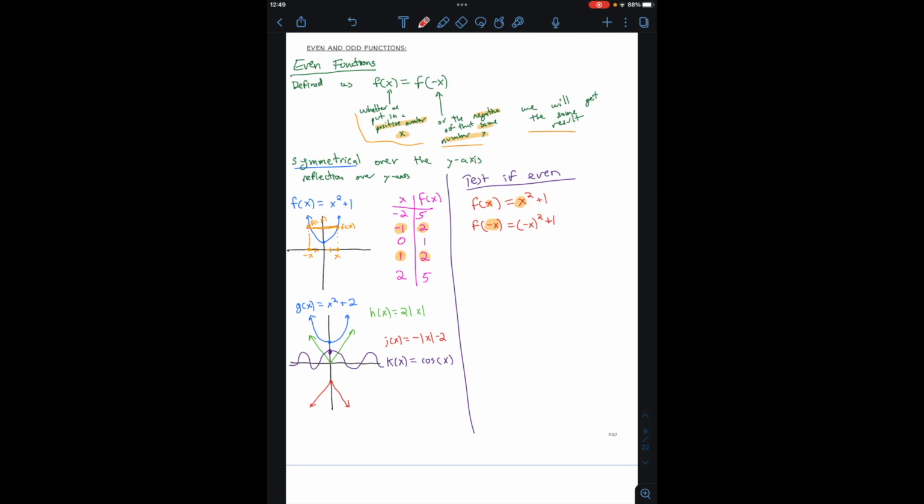But a negative times a negative is a positive. So negative x squared and positive x squared are the same, equals x squared plus 1 equals f of x. So we'd say even. Okay, it checks out.